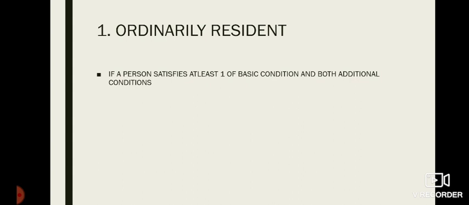What are the additional conditions? Resident for 2 years out of 10 preceding previous years. The second additional condition is that in total, out of the 7 preceding previous years, he has been in India for 730 days. So both the additional conditions he has to fulfill compulsorily, and if he fulfills any one basic condition, he is called ordinarily resident. So who is ordinarily resident? Any one basic condition but compulsorily both the additional conditions, then a person is known as an ordinarily resident of India.